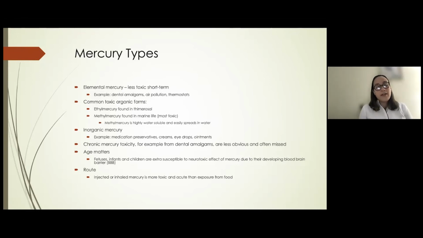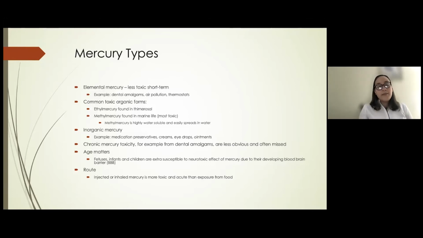Ethyl mercury is what we find in thimerosal, and thimerosal is what we used to find in vaccines, except there is some thimerosal in some of the current flu vaccines. It depends on the flu vaccine. And then there's methyl mercury, which is usually found in marine life, and it's the most toxic. It's highly water soluble, so it's easy to spread in our seas and contaminate our fish.